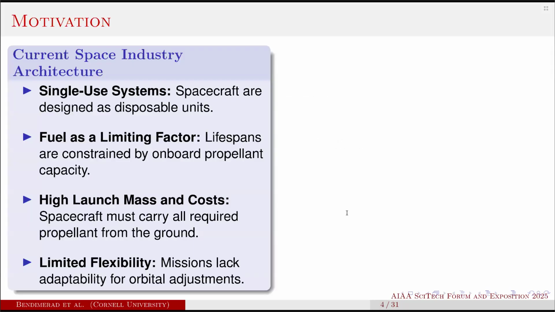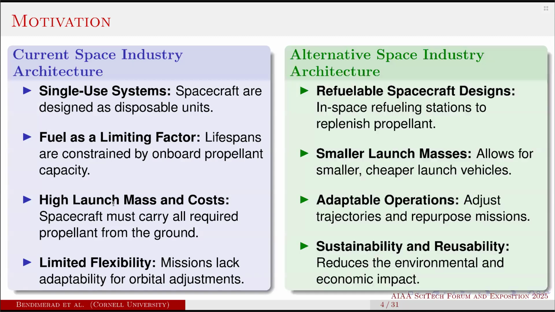So, the current space industry architecture is based on single-use systems, where each spacecraft is designed as a disposable unit. In this architecture, the main lifetime limiting factor is the propellant capacity of the spacecraft. This causes high launch mass and costs because the spacecraft must carry all the required propellant from the ground. This also reduces the flexibility and adaptability of the mission.